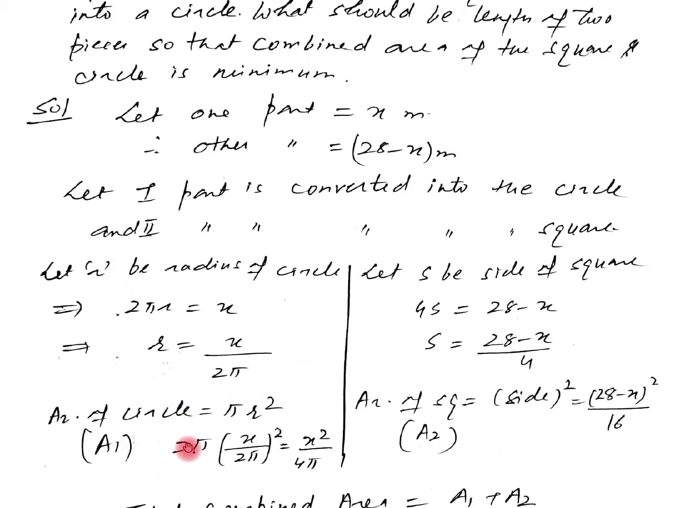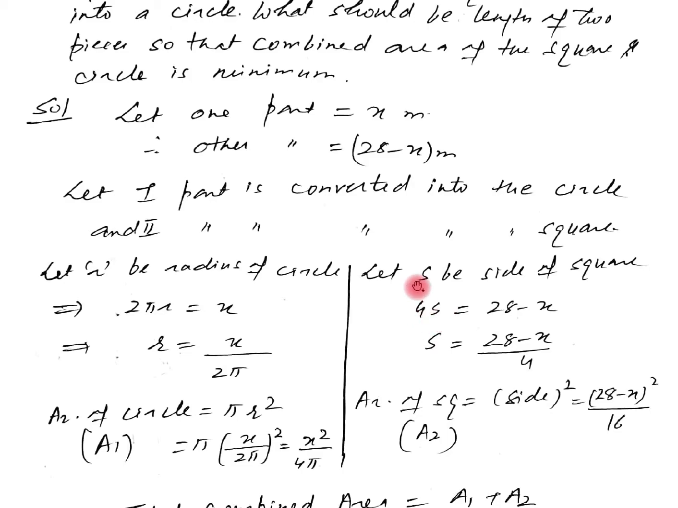Therefore, area of the circle equals pi r squared. I am denoting it by A1 and putting the value of r here, we are getting the area of the circle. Similarly, the second part is converted into the square, and we know that the perimeter of the square is 4s.